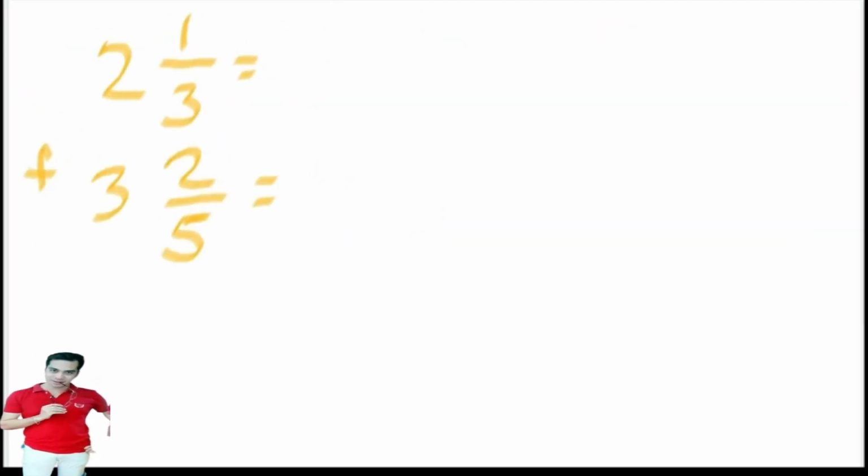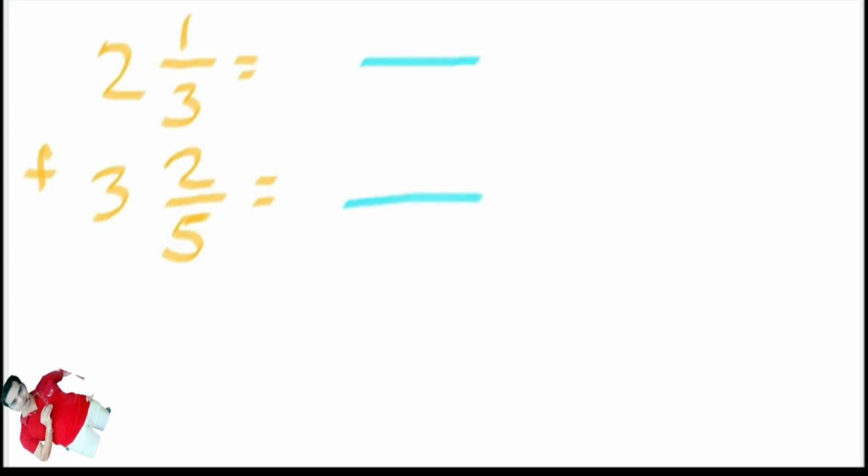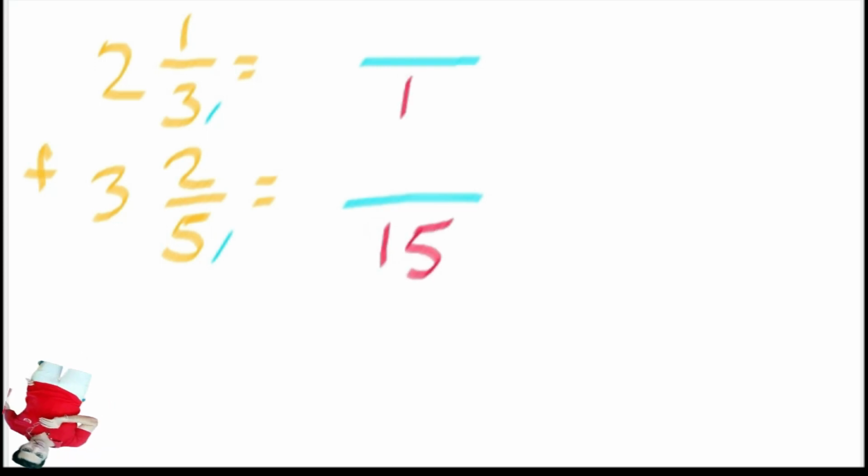Another one. How about if they have a mixed number? 2 and 1/3 plus 3 and 2/5. This is called a mixed number. Same process, same procedure. First thing to do, find the LCD of 3 and 5. What is the LCD of 3 and 5? Very good, 15. The LCD of 3 and 5 is 15.